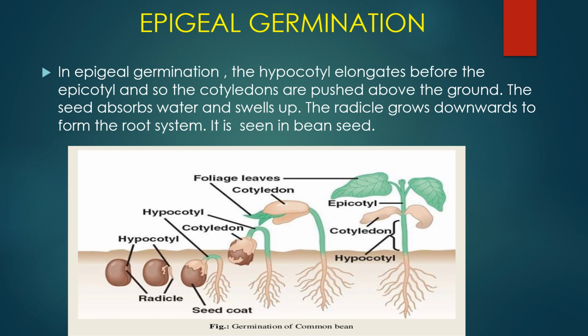If the hypocotyl elongates before the epicotyl, what was the hypocotyl? The hypocotyl was that portion of the stem which is below the cotyledon. So it is elongating first. When the hypocotyl is elongating first, it will push the cotyledon above the ground. And the cotyledon will come above the ground and form the foliage leaves, and the epicotyl will form. So in this type of germination, the cotyledon will come above the ground. Why? Because the hypocotyl will elongate first before the epicotyl.